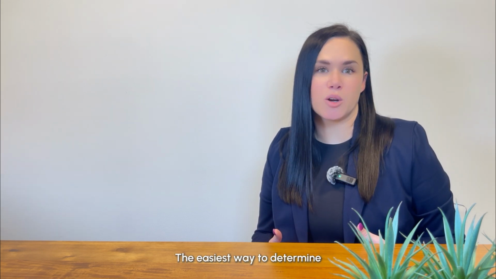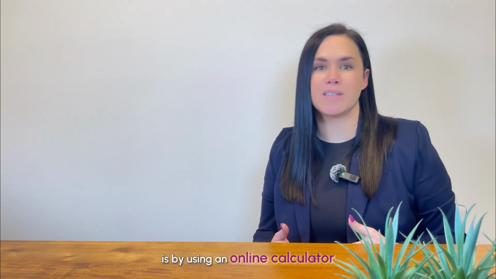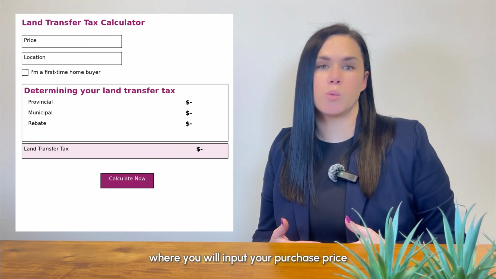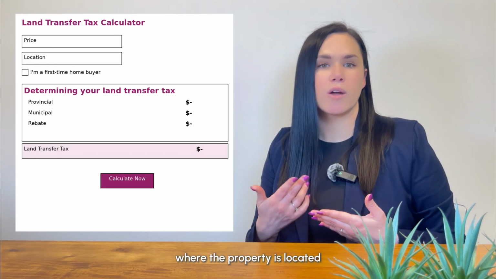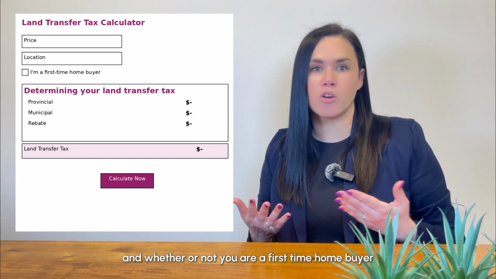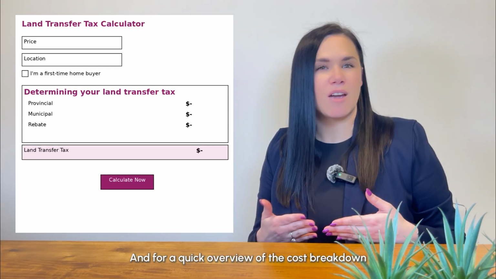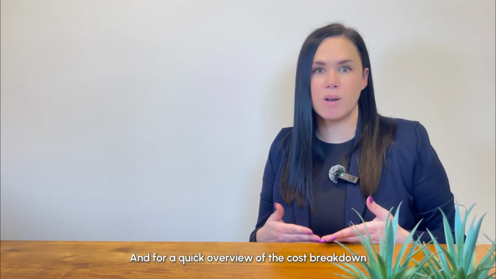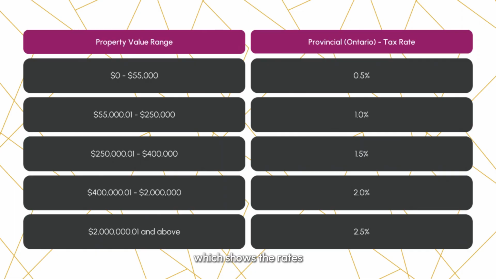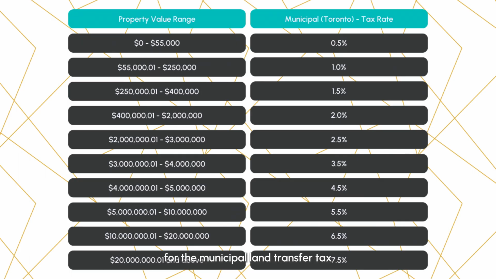The easiest way to determine the exact amount you will owe is by using an online calculator where you will input your purchase price, where the property is located, and whether or not you are a first-time homebuyer. And for a quick overview of the cost breakdown, here on screen is a chart which shows the rates for the provincial land transfer tax, and another one that shows the rates for the municipal land transfer tax. So feel free to pause to read. Now, let's go through a few examples.